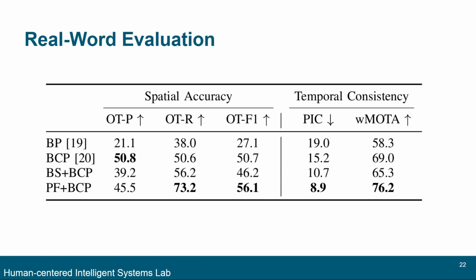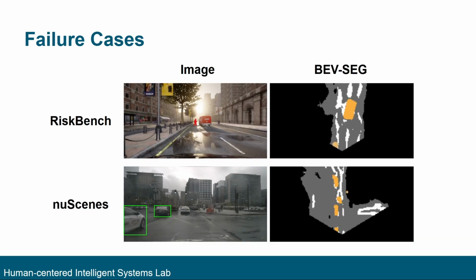As shown in the table, PF plus BCP outperforms the baselines BP, BCP and BS plus BCP in both spatial accuracy and temporal consistency metrics. Notably, both BS plus BCP and PF plus BCP exhibit substantially inferior performance compared to BCP in terms of OTP. We conjecture that this decline in performance stems from the limitations of BEV-SEG predictions, particularly in complex real-world scenarios. Let's take a look at failure cases.